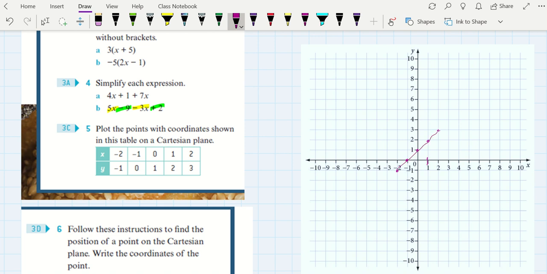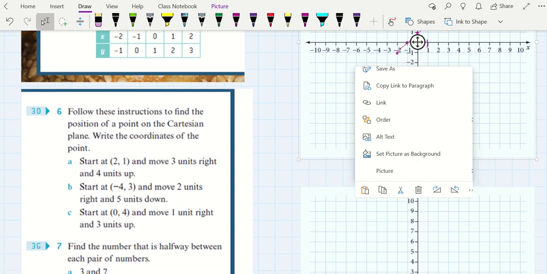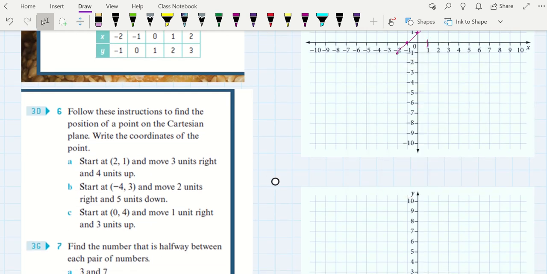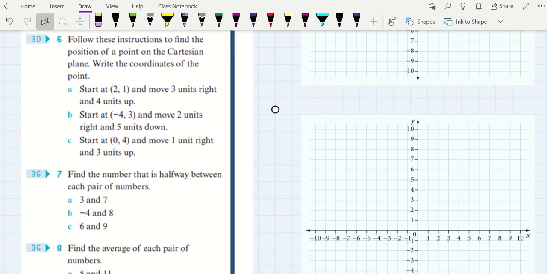And that'll be important because we're going to be trying to turn our expressions into lines on a graph over the next couple of chapters. Okay, I'll do a few of these. Okay, so follow these instructions to find the position of a point and write the coordinates of the point.